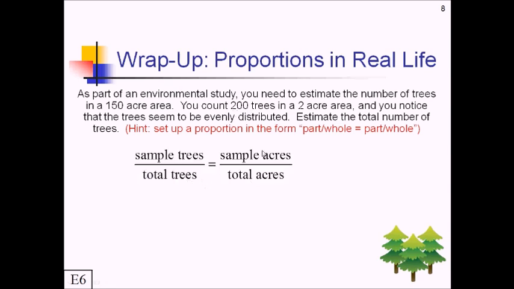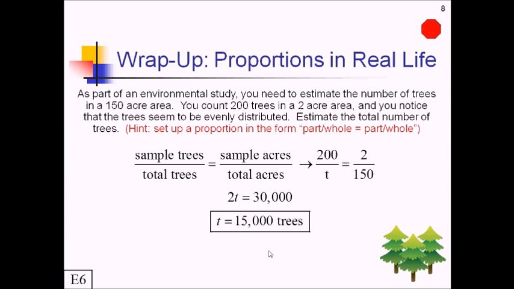And then we also have this 2 acres, the sample size acres, and that's part of the whole acreage. So we have 200 trees over some unknown, which we'll call T, and we have 2 acres over 150 acres. The ratio of one part to whole is going to be the same as the ratio of the other part to whole. Cross multiplying, we've got 2t equals 30,000. So t then is going to be 15,000 trees. Way better than counting all of those.